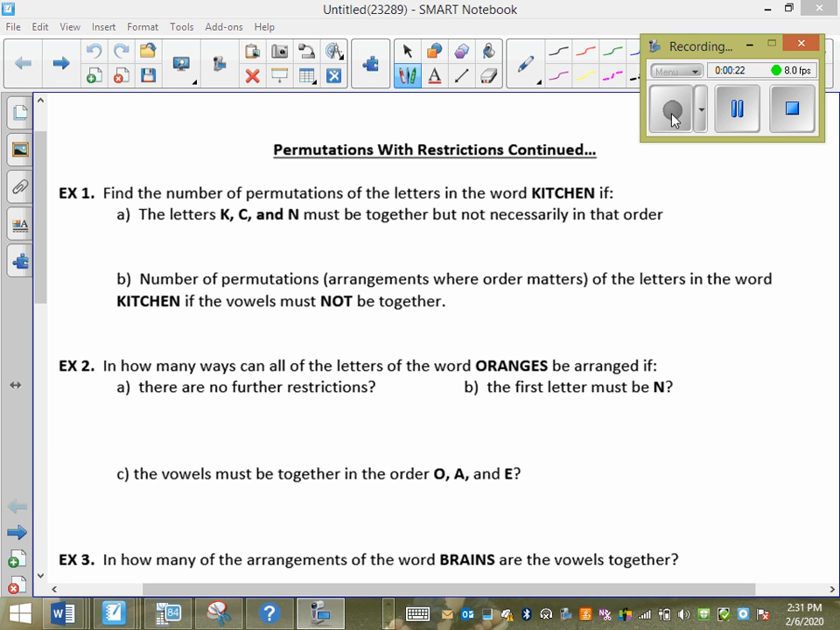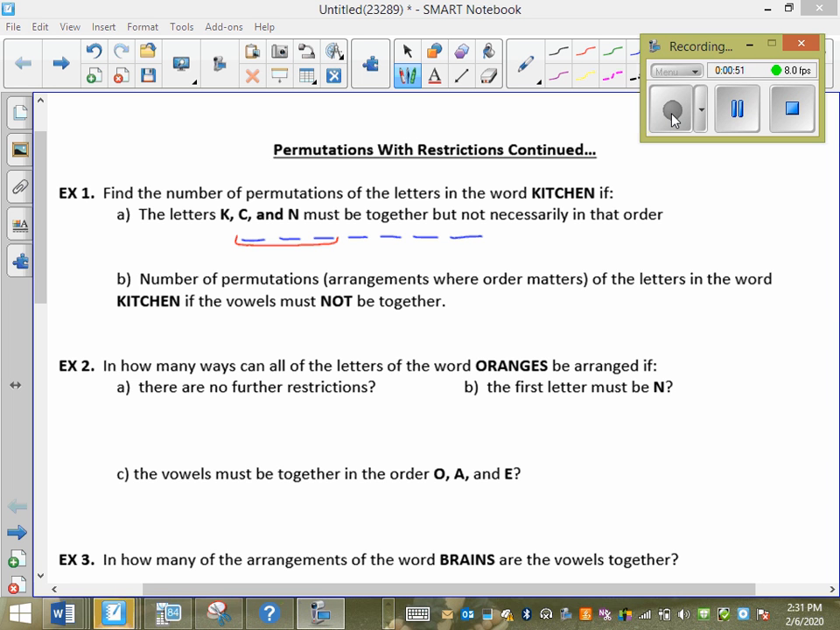Do we have any doubling or tripling up of letters? No. So we have 7 letters: 1, 2, 3, 4, 5, 6, 7. The K, C, and N must be together, but not necessarily in that order. So what we do is we hook them together. So I go to the front, and I hook these 3 letters together, because they need to be together. It says not necessarily in that order, though, so I don't have to go K, C, then N, correct?